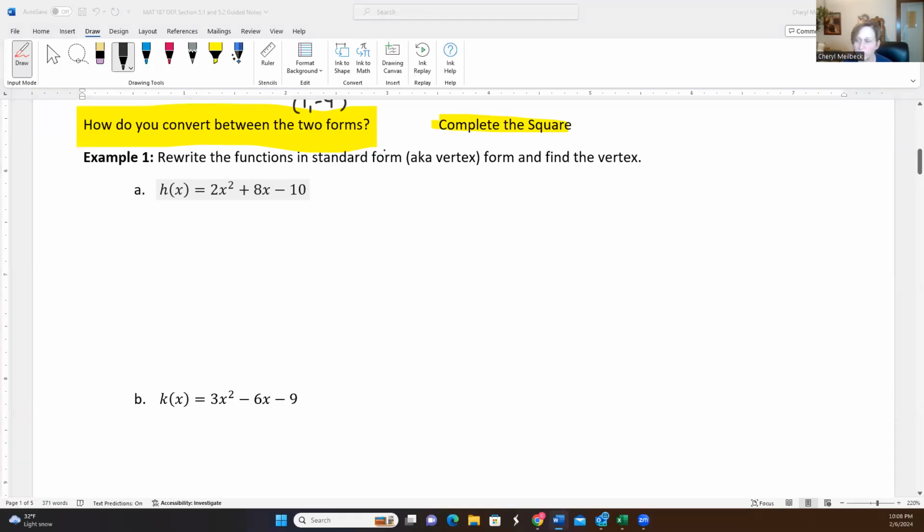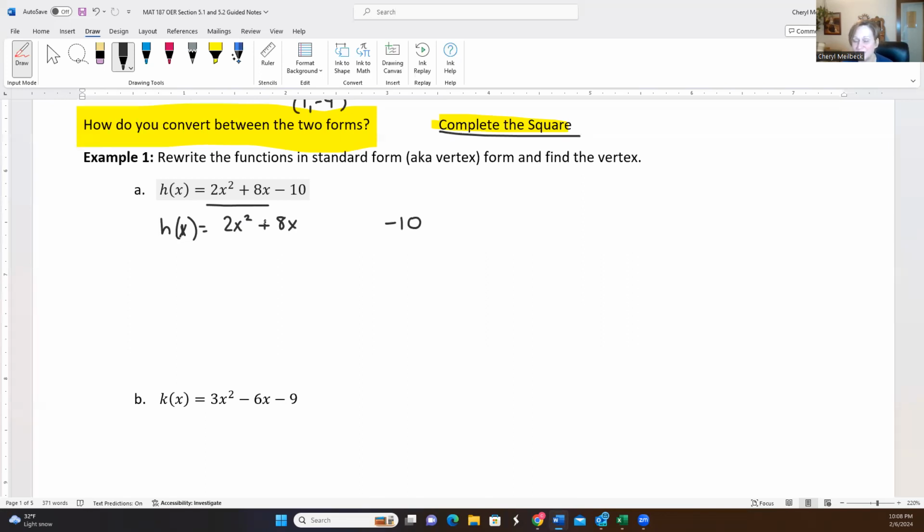In order to convert between the two forms, we are going to use that completing the square. And this is how it works. So if we look at A, we have h of x equals 2x squared plus 8x minus 10. Now, what we're going to do is take our first two terms with the x's and group them together. So we have h of x equals the 2x squared plus 8x. And I'm going to dangle my constant term out here, my c.